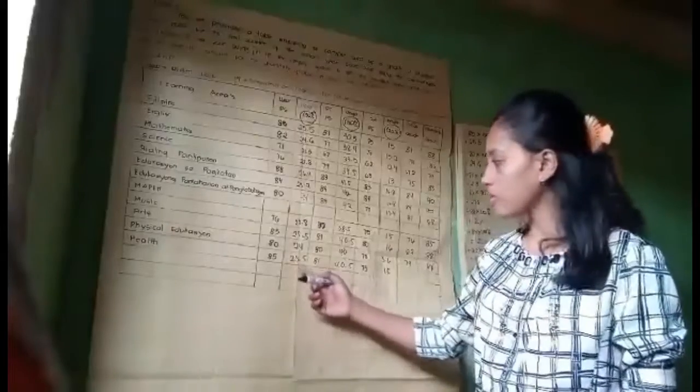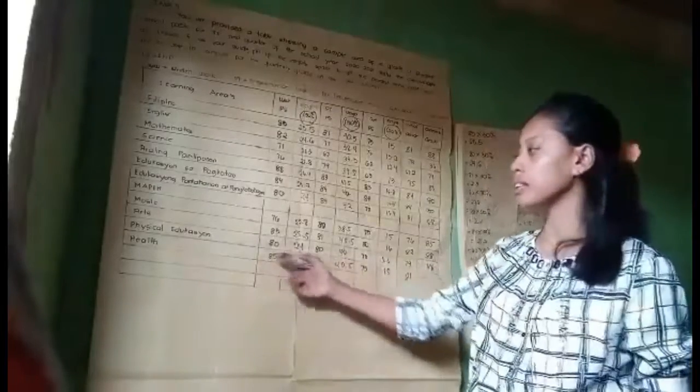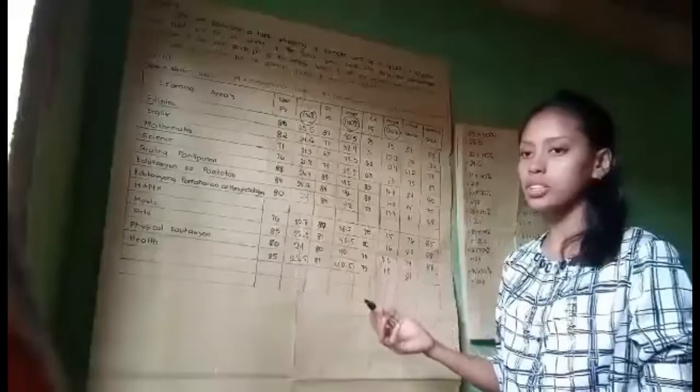25.5, 40.5, and 15 is equal to 81. So the initial grade of health is 81 and in the transmutation it would be 88.